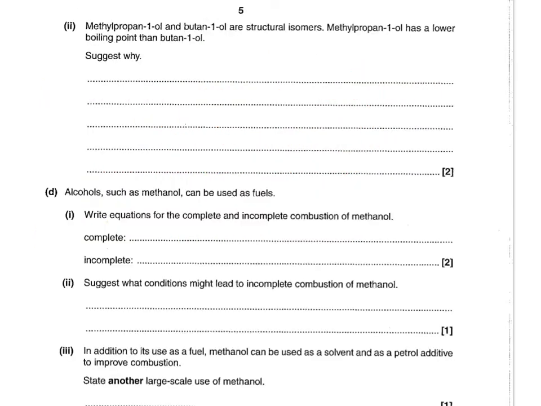So it says methyl propan-1-ol and butan-1-ol are structural isomers. It says methyl propan-1-ol has a lower boiling point than butan-1-ol, and it asks you to suggest why that might be. What I reckon the best thing to do at this point is to draw them both out so you can try and work out what's going on. In the interest of saving space, you can put skeletal formulae, and you can clearly see that one of them is branched and the other one is not.